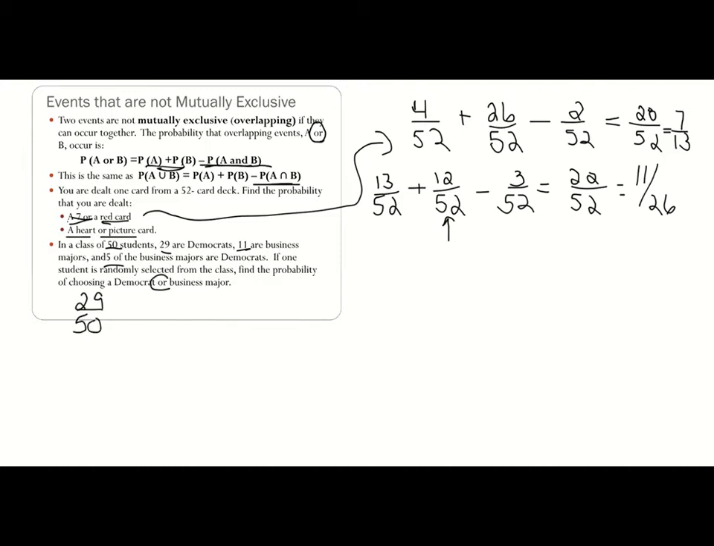We have the or word there, so we're going to add. 11 are business majors, but 5 of the business majors are also Democrats, so we have to subtract our overlap of 5. And when we do the math, we end up with 35 over 50, which simplifies to 7/10.